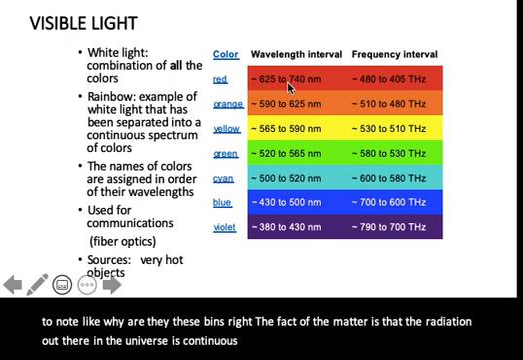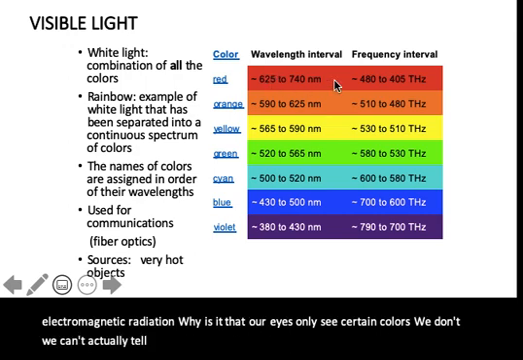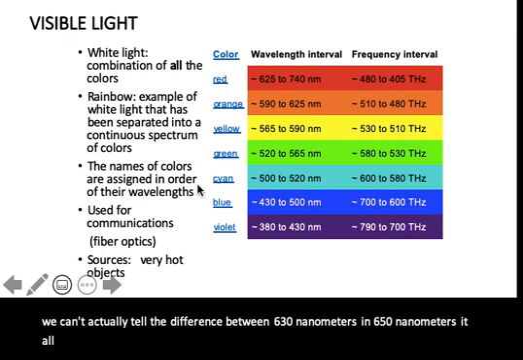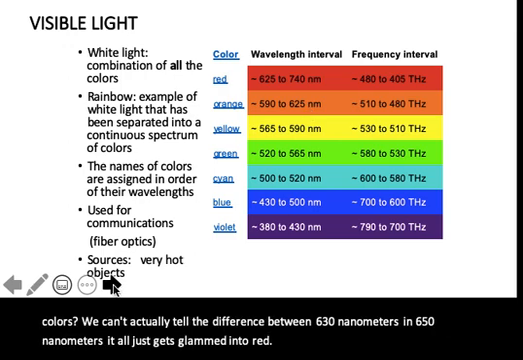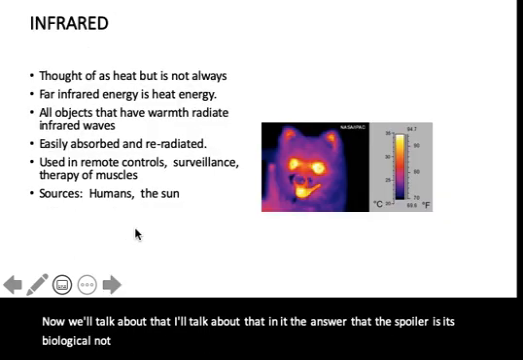You can get any wavelength of electromagnetic radiation. So why is it that our eyes only see certain colors? We can't actually tell the difference between, say, 630 nanometers and 650 nanometers. It all just gets glommed into red. Now I'll talk about that in a minute. The answer, the spoiler, is it's biological, not physics related.